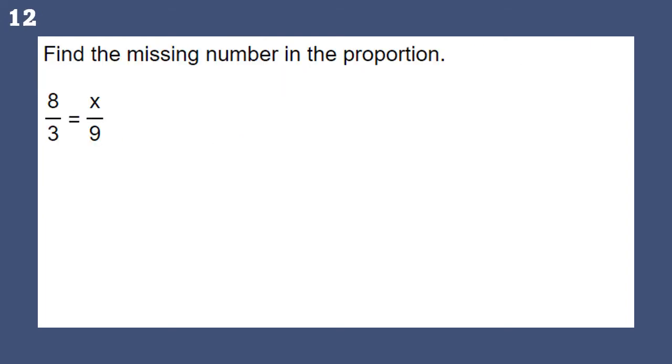Find the missing number in the proportion. So I'm going to solve this proportion. I'm trying to get the x by itself, so I'm going to multiply both sides by 9. And that means I'm going to get 72 over 3 equals x.